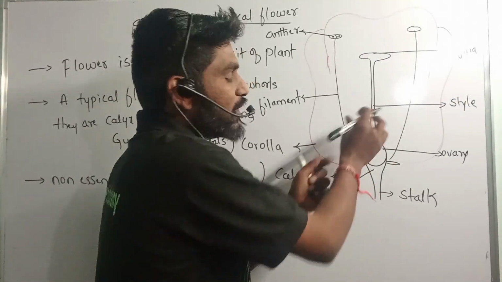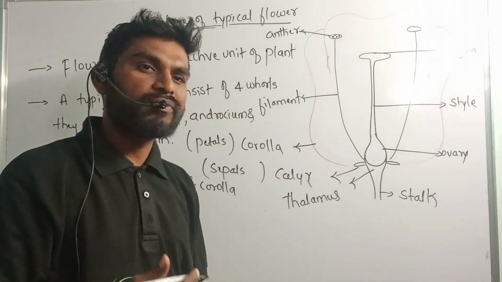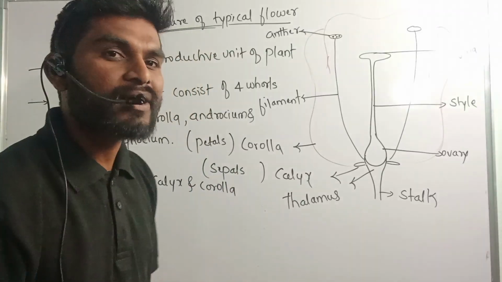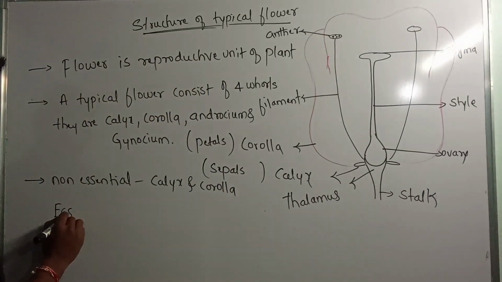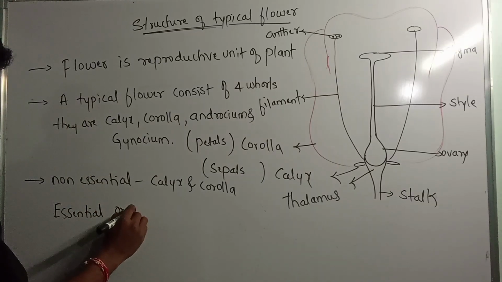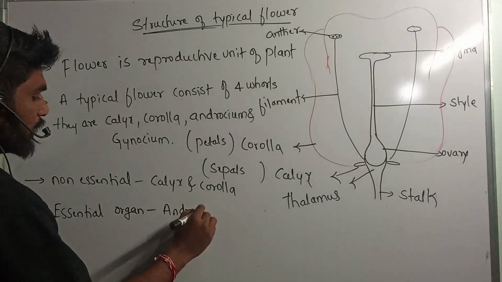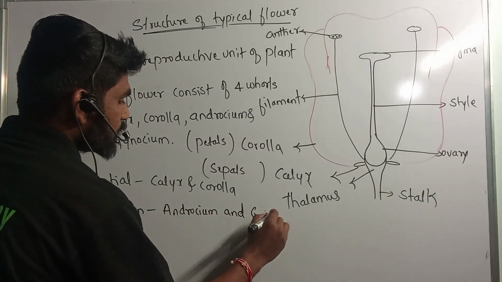These male and female reproductive parts are directly involved in sexual reproduction. That's why we call androecium and gynoecium the essential organs. हम इसे essential organs बोलेंगे. Androecium and gynoecium को हम essential organs बोल रहे हैं.